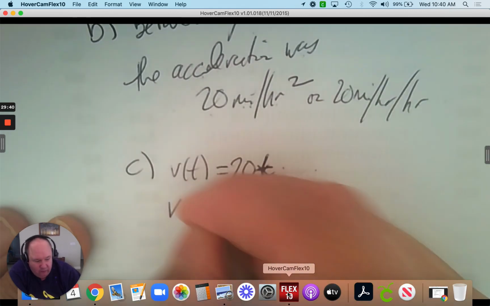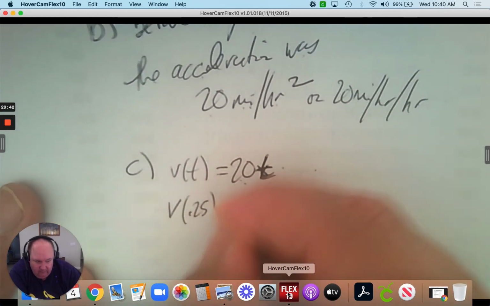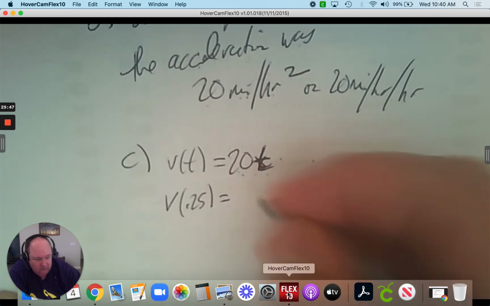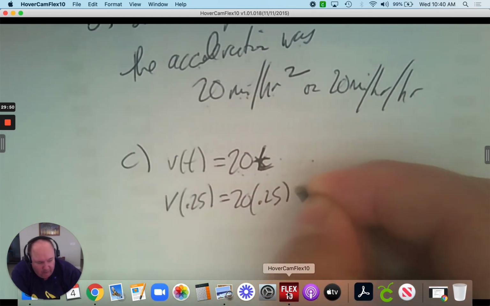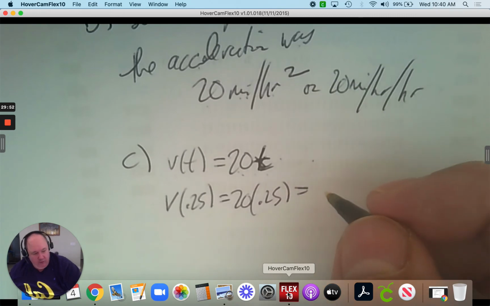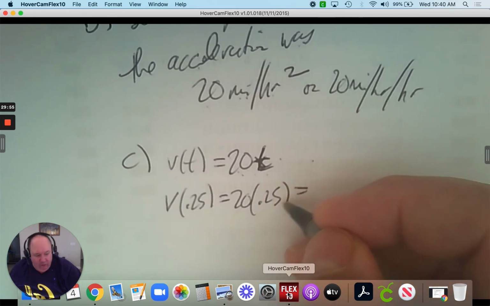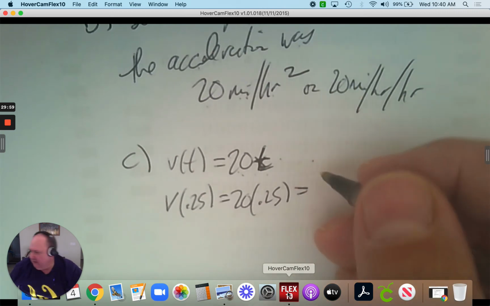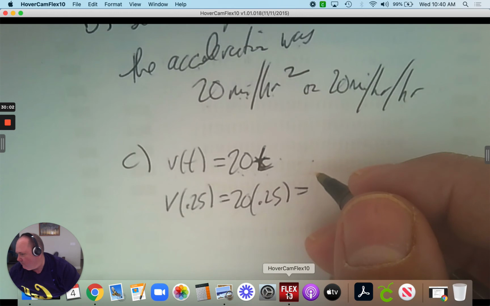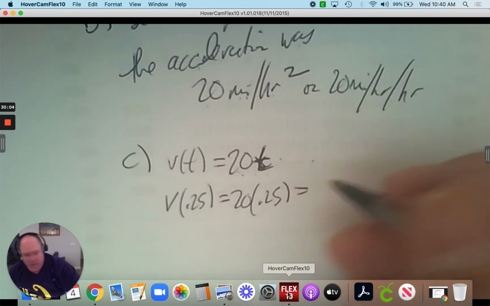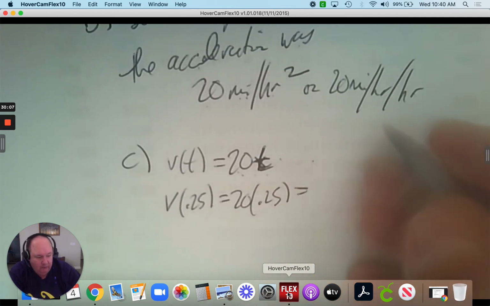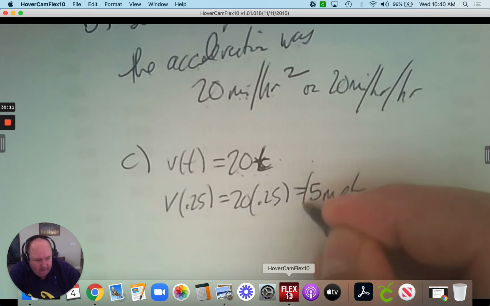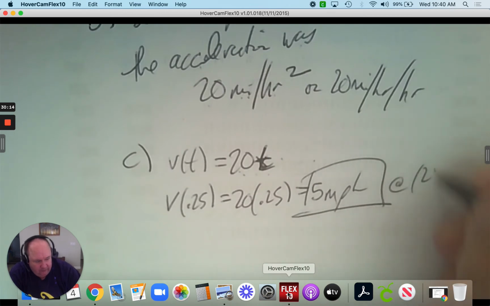And then at 12:15, we've got to plug in what that means. So that's a quarter of an hour. So 20 times 0.25, 2 times 25, that's just, what is that? That's just 5. Double 25, that's just 5. So the answer is 5 miles per hour at 12:15.